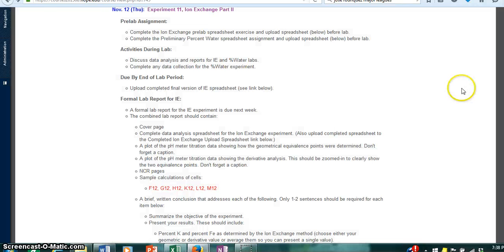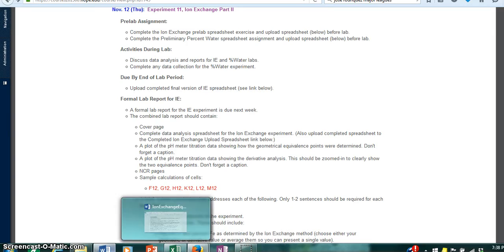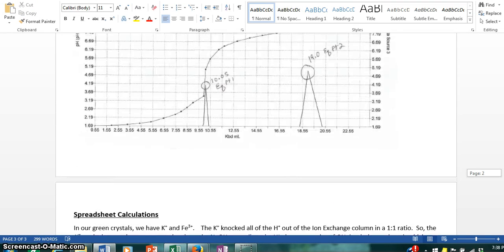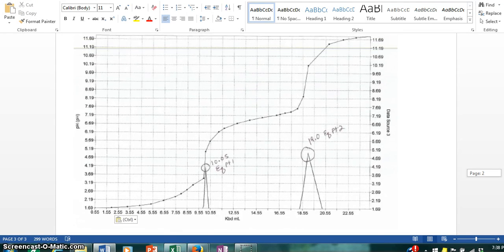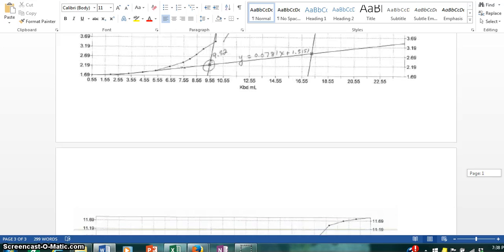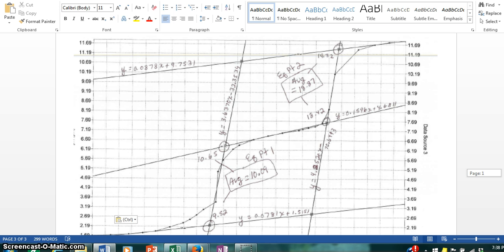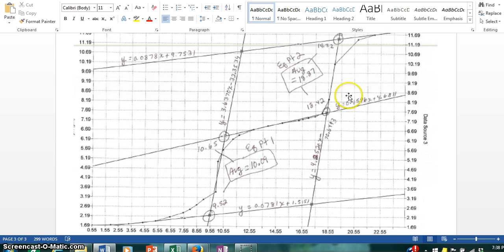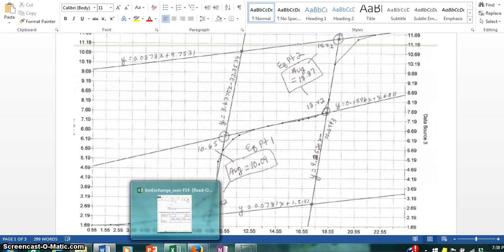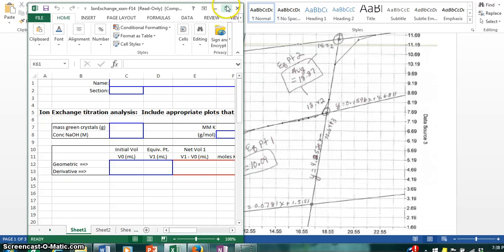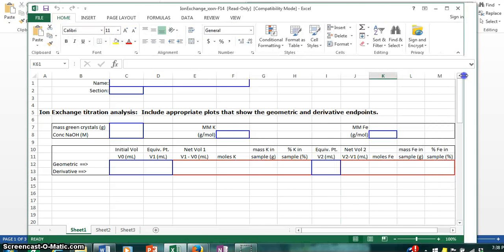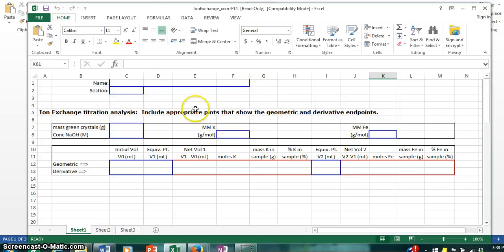All right, so let's do the spreadsheet. You want to have out your graphs that you printed off, because you need to have the equivalence points. So this is a titration that I did, and these are all my equivalence points. So make sure you get that out. And then you also want to have open the IonExchange spreadsheet. All right, so there's your IonExchange spreadsheet. So you're going to open it up.